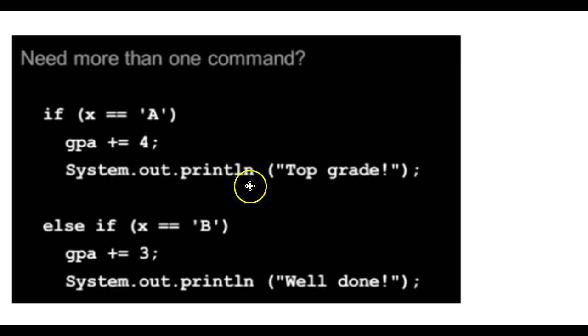This System.out.println top grade, yeah, it's just floating out there. Because this statement would execute whether this was true or false. This statement here is going to execute no matter what. Because it's outside the if statement. Then Java's going to execute this statement. Then it's going to get to here, else if. And it's going to give you the error, else without if.